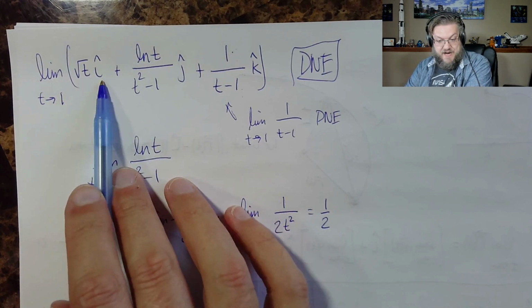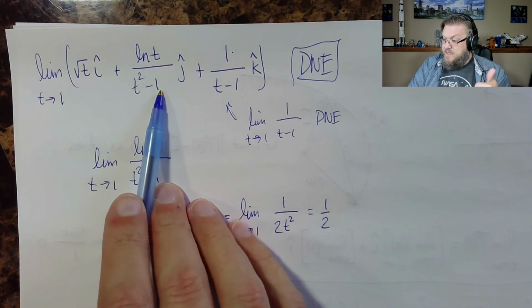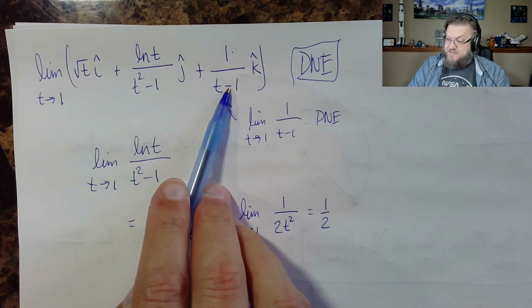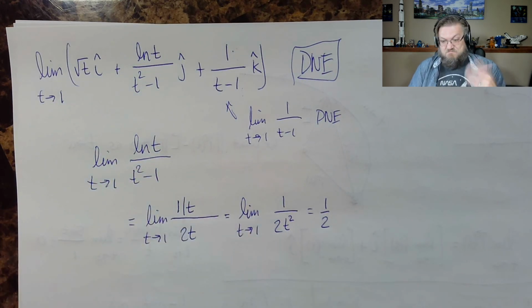And this is 1 i. So the i component was totally fine. The j component was totally fine. The k component was not. It was undefined or does not exist. So the whole thing doesn't exist. Okay? That's how you handle limits, all right? And that's about it. That's it for 12.1.